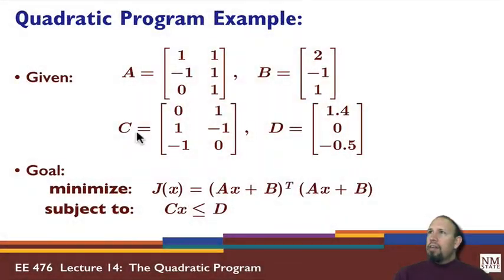So let's look at a solution of a quadratic program. Here are the A and B matrices that we had before in our previous example, where we saw that nice paraboloid. Suppose now we have a set of inequalities. Let's say it looks like this. In this case we have our quadratic cost function and our inequalities.